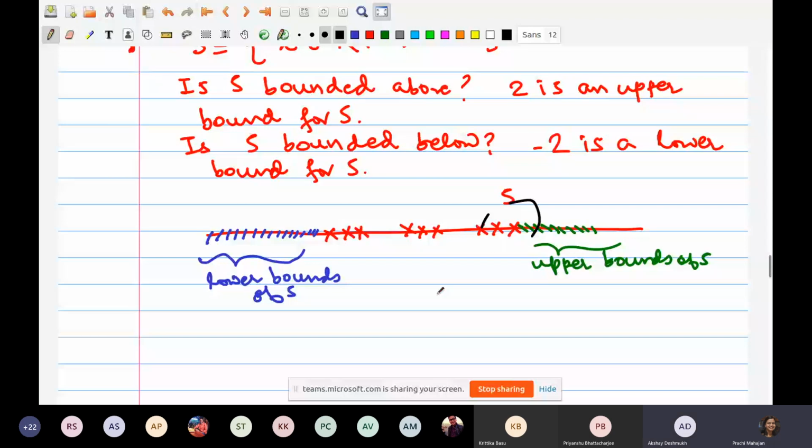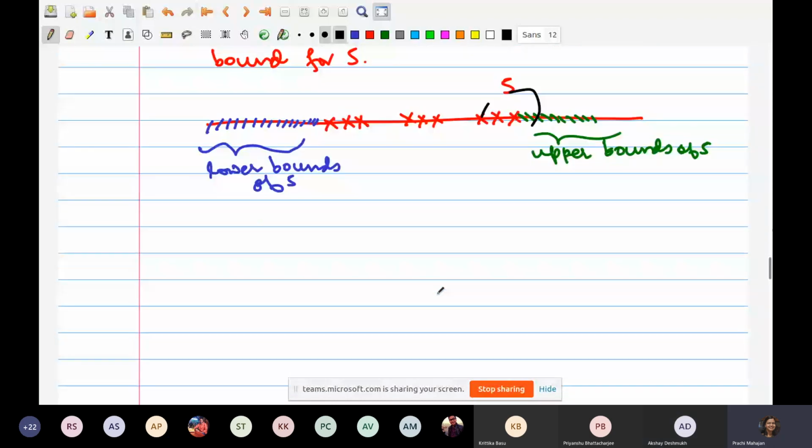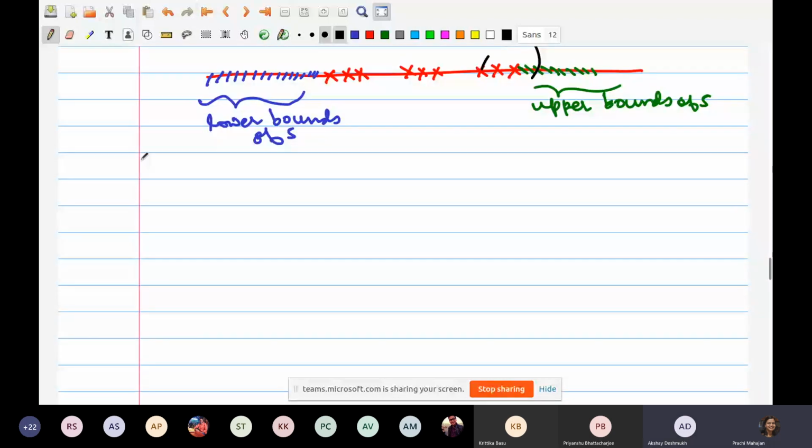So let me make that definition. Do you see where I am heading? Does everybody see that? So let me try to write it down. So this is the next thing.